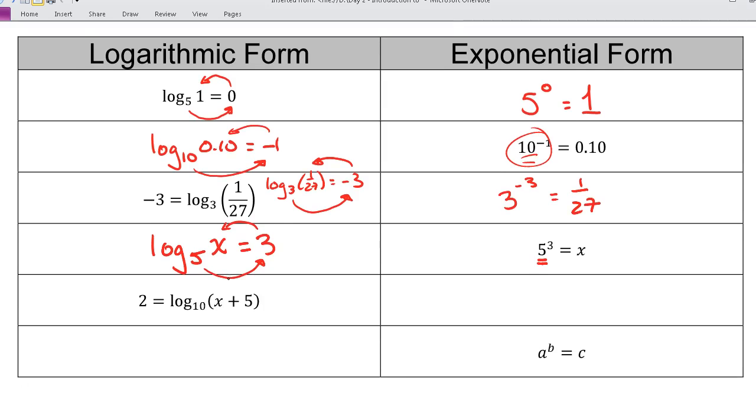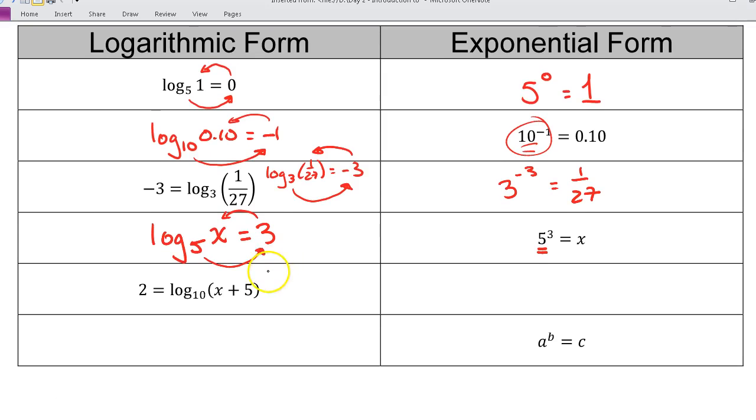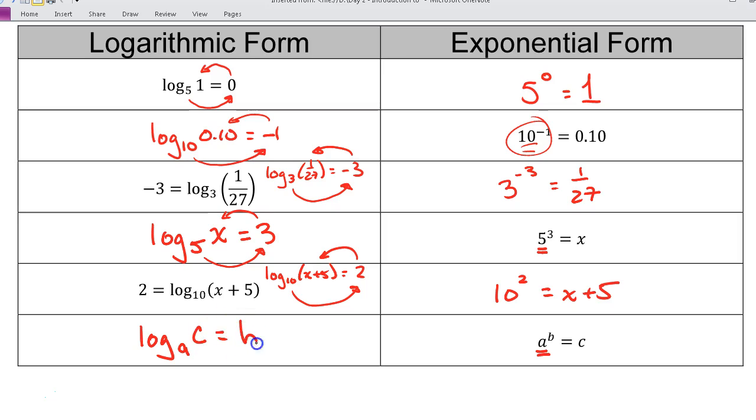Alright, and then our second to last one here, again, if you want to rewrite it as the log base 10 of x plus 5 is equal to 2, then we start here at our base and go around. So we have 10 squared is equal to x plus 5. And then our last one, again, our base here is a. So it's going to be the log base a of c is equal to b.